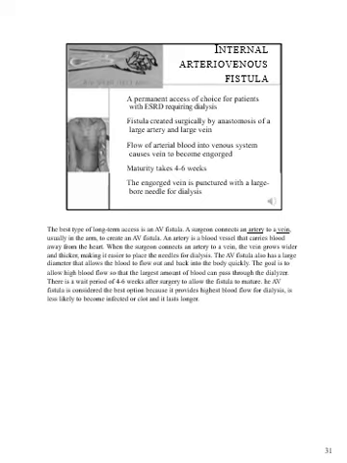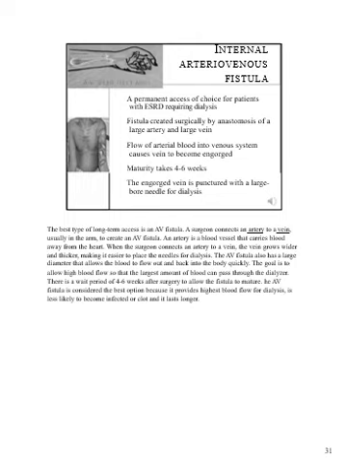The best type of long-term access is an AV fistula. A surgeon connects an artery to a vein, usually in the arm, to create an AV fistula. An artery is a blood vessel that carries blood away from the heart. When the surgeon connects an artery to a vein, the vein grows wider and thicker, making it easier to place the needles for dialysis. The AV fistula also has a large diameter that allows the blood to flow out and back into the body quickly.